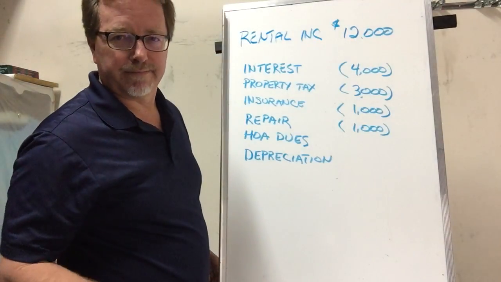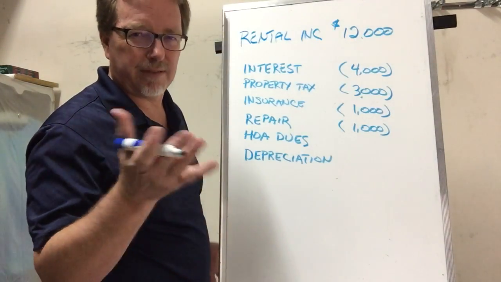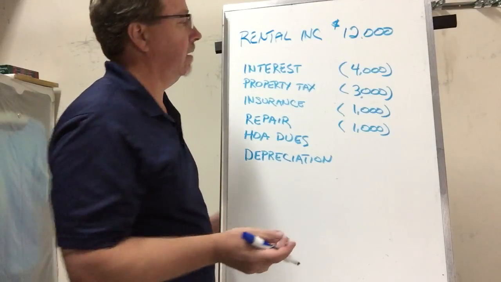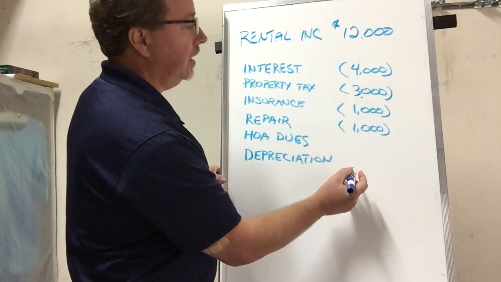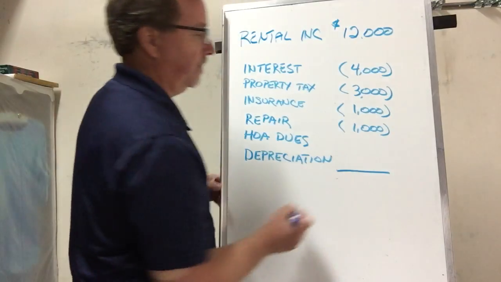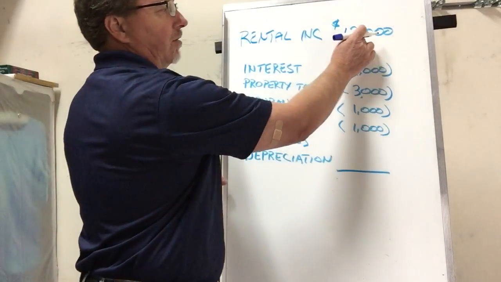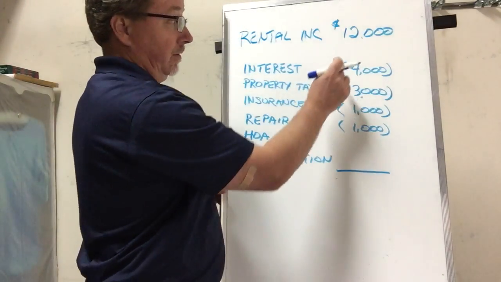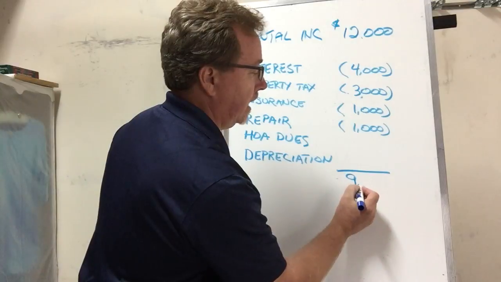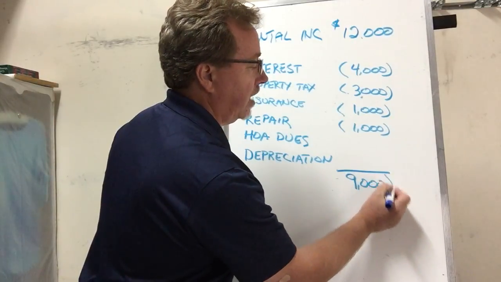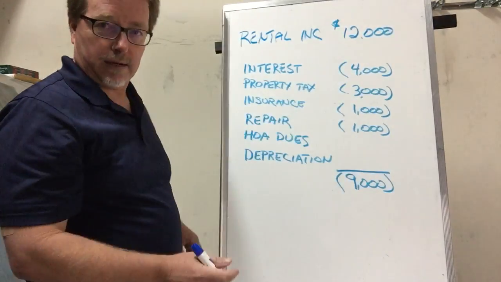Toilet broke, or had to call a plumber or something. Things break. If you've owned real estate, things break. Don't have any dues right now. So in this case, you brought in $12,000, but your expenses are $7,000, $8,000, $9,000. We've got $9,000 of expenses to use to offset the $12,000.